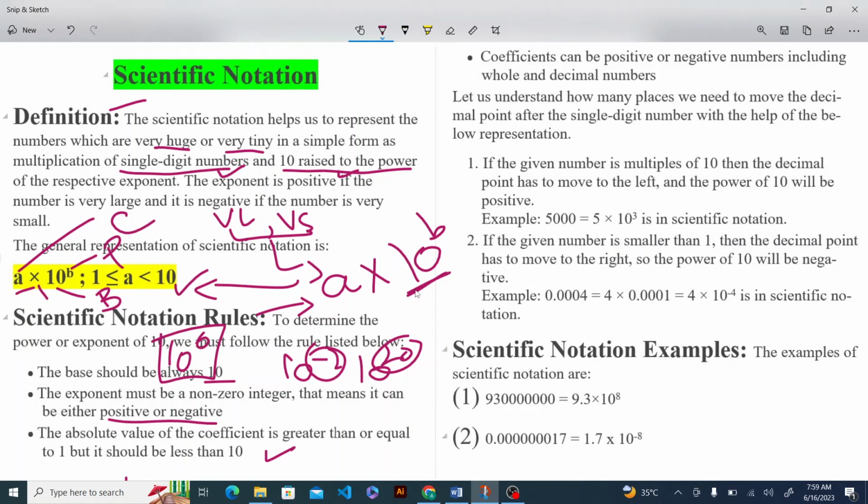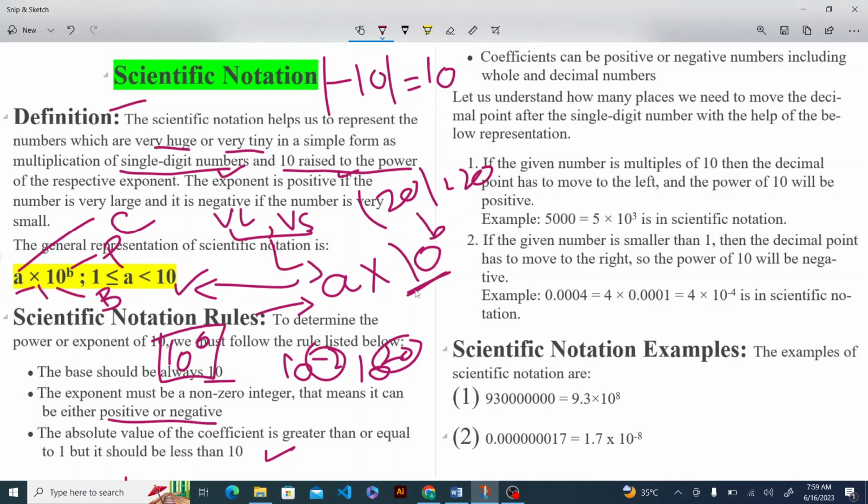So absolute value: if you take the absolute value of any negative or positive number, it will give you the positive number with the same value. Like if you take the absolute value of minus 10, it will give you 10. If you take 20, it will give you 20. Okay, this is the absolute value. So they are saying that the absolute value of the coefficient is greater than or equal to 1, but it should be less than 10.